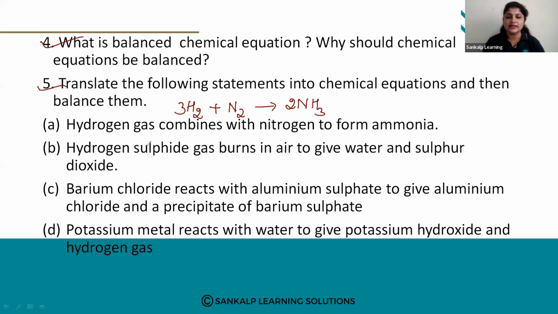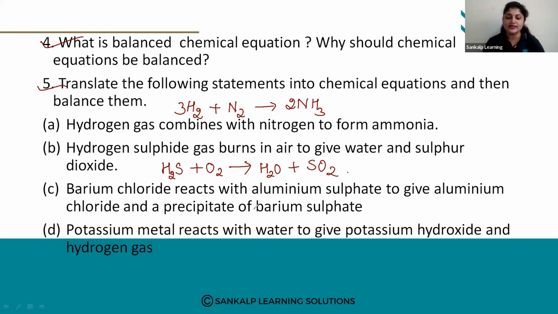Then next: hydrogen sulfide gas burns in air to give water and sulfur dioxide. Hydrogen sulfide is H2S. So H2S gas burns with air. Air means oxygen. It gives you water and sulfur dioxide. Sulfur dioxide is SO2. Now we'll balance the equation. Hydrogen is 2 here. How many oxygens are here? 2. Here there are 3 oxygens. Sulfur is 1 here, sulfur is 1 here.